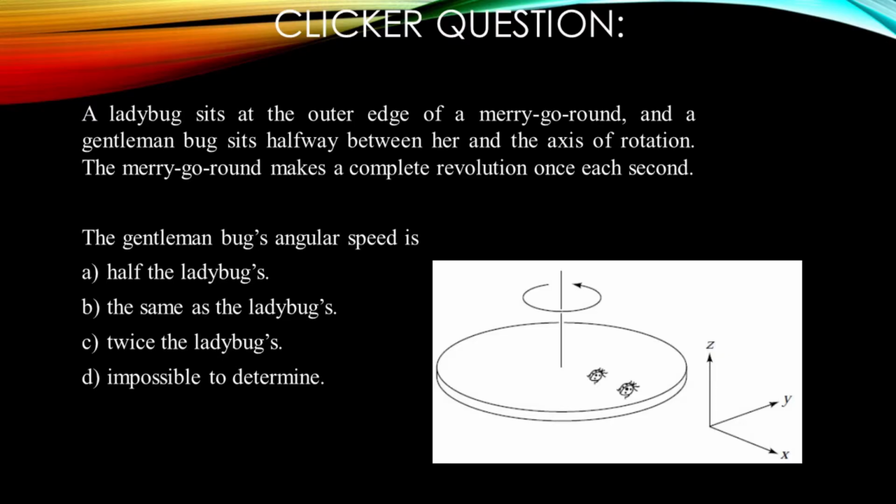All right, so the next question says, a ladybug sits on the outer edge of a merry-go-round and a gentleman bug sits halfway between her and the axis of rotation. The merry-go-round makes a complete revolution once each second. We want to compare the gentleman bug's and the ladybug's angular speed. So how are these related to each other? Take a look at it and talk to each other to try to figure out the answer. Okay?